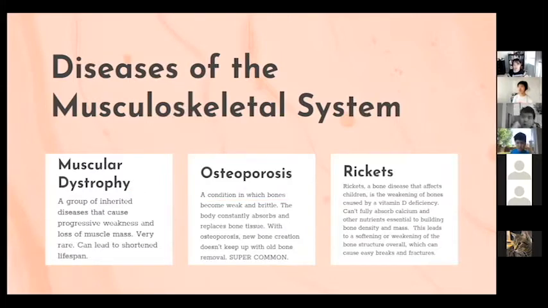And lastly, let's talk about rickets. It kind of sounds like crickets, nothing related to it though. Rickets is a bone disease that affects children and is the weakening of bones caused by vitamin D deficiency. And where do we get our vitamin D, you may ask? Well, out in the sun. So if you have a vitamin D deficiency, you might get rickets. What does vitamin D deficiency mean? Well, the body can't fully absorb calcium and other nutrients essential to building bone density and mass. This leads to a softening or weakening of the bone structure overall, which can often cause easy breaks and fractures.